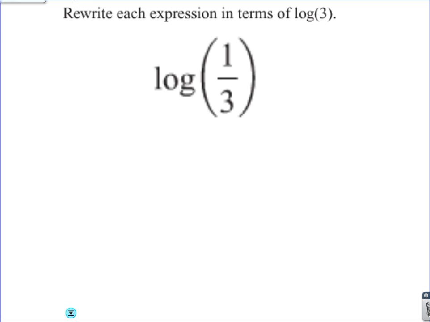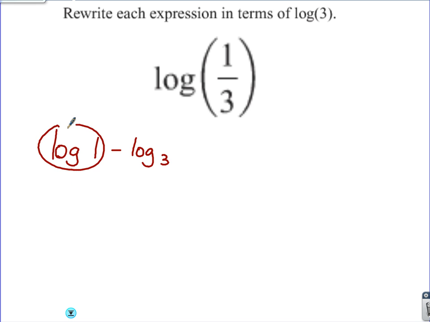Okay, here we go. Rewrite each expression, and these require a little bit of thought. Rewrite each expression in terms of log of 3. Any ideas on how to do that one? There's 2 methods. You can use either your quotient rule that we just discussed, or you can use the product rule, or the power rule that we just talked about. Use quotient rule. The log of things being divided can be split into the log of 1 minus the log of 3. But clean it up as much as you can.